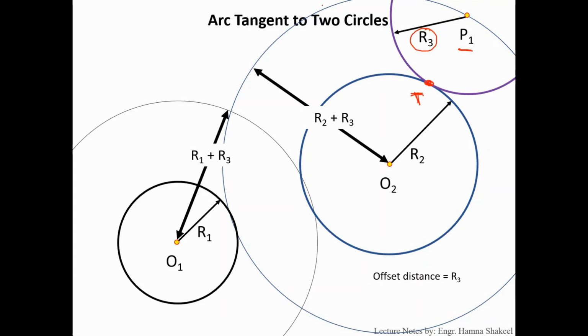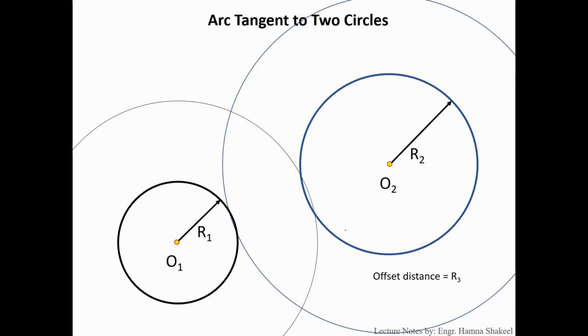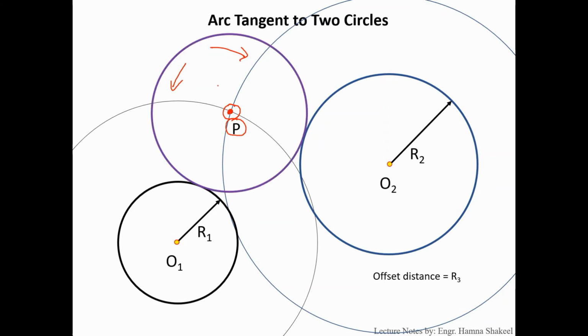Similarly, if you take any point on this offset circle and you draw a circle having a radius R3, that will touch this actual circle at a tangent point. If you observe these two offset circles intersect at a point, and we are calling that point P. This point now has the properties of both of these offsets. So if you keep your compass at point P and open it equal to R3 and draw a circle, that circle will be tangent to both circle number 1 and circle number 2.